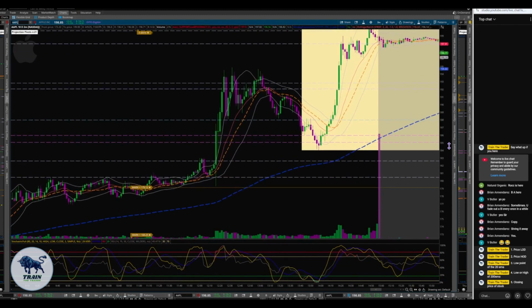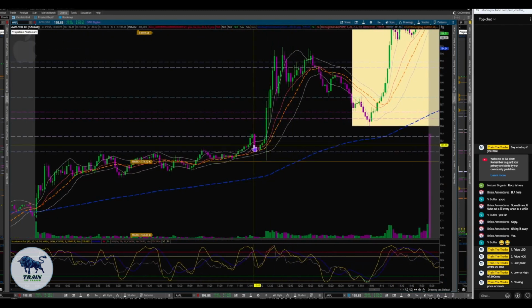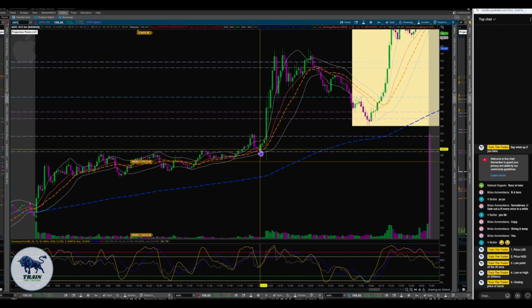Right here at, what is that, 12 o'clock, so lunchtime, this is where I was saying in the chat that Apple is valid for calls because it was holding this 180 level right off of the 20 SMA. And I know that the 180 level, by the white lines right here, was a demand zone that turned into resistance once the market dropped a few days ago. So once it broke out and held this 180, all calls are good to go.